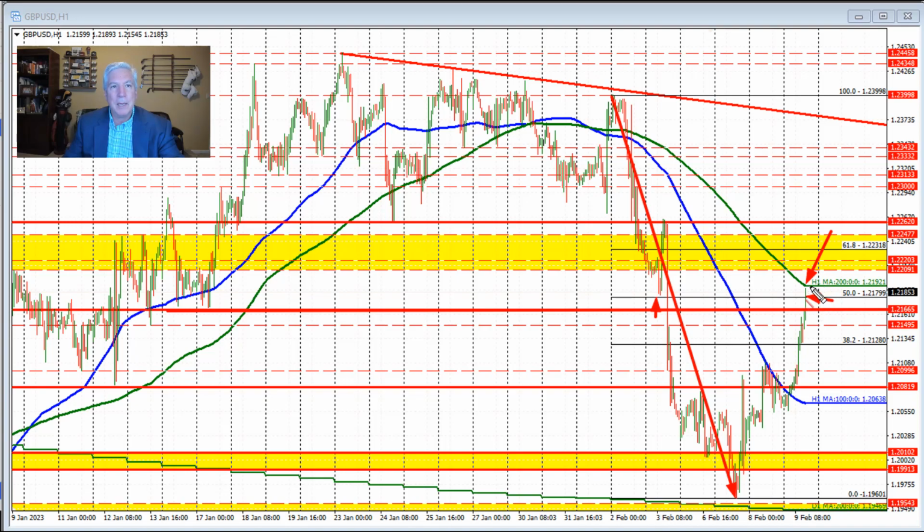As long as the price remains above that level, that's more bullish. So buyers are making a play. We're coming into the 200-hour moving average. We need to get above that. And if we get above that, that opens the door for the upside in the sterling versus US dollar.